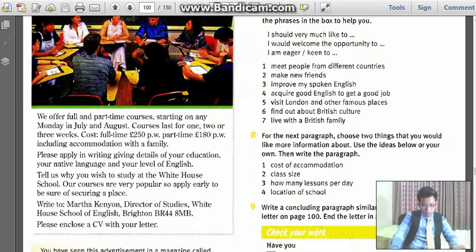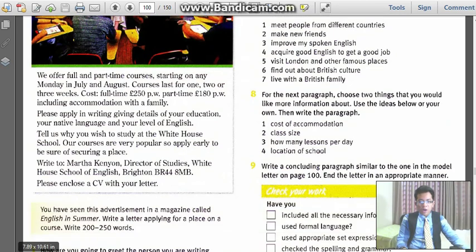So you will be including a paragraph with some queries. How many paragraphs will your letter have in total? How many? 5. Yes, about 4 to 5. Because it says down here, you have seen this advertisement in the magazine called English in Summer. Write a letter applying for a place on this course. Write about 200 to 250 words. So at about 250 words like that, 5 paragraphs is enough.